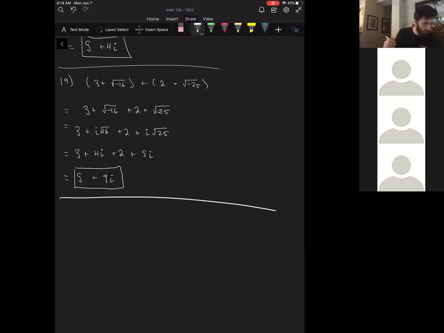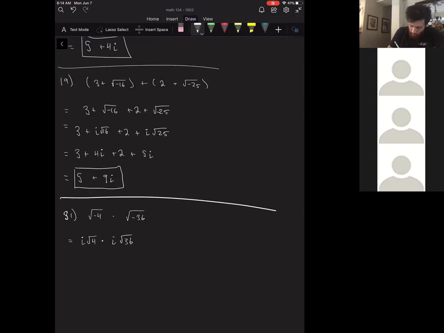We could do 31. So 31 says what we want to do is square root of minus 4 multiplied by the square root of minus 36. Like we said before, whenever you have a minus sign in the square root, we just get rid of it and put an i on the outside. So we have i square root of 4 times i square root of 36.